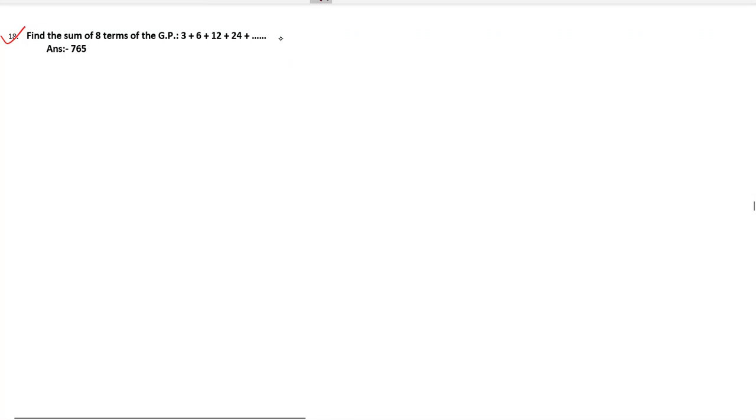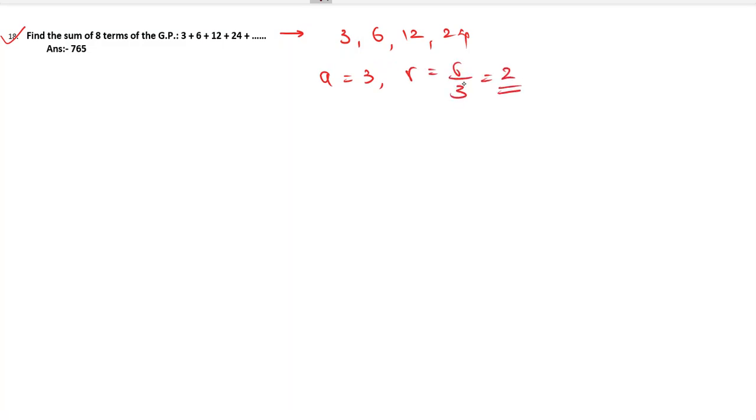Okay, let's convert this sequence into a series. 3, 6, 12, 24. So the first term is 3. The common ratio is 6 by 3, which is 2. Let's confirm. 3 2s are 6, 2s are 12, 2s are 24. Common ratio is correct, right? Sum of 8 terms, so n is equal to 8. Sum of 8 terms, we don't know. Okay, so how do we find the sum of 8 terms?